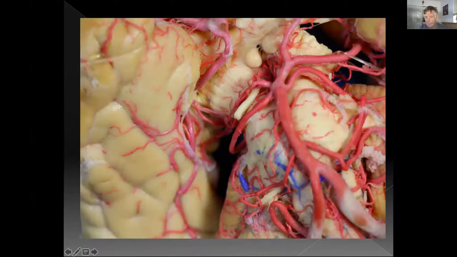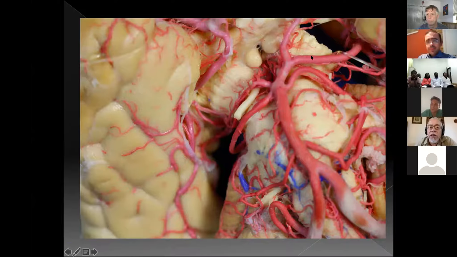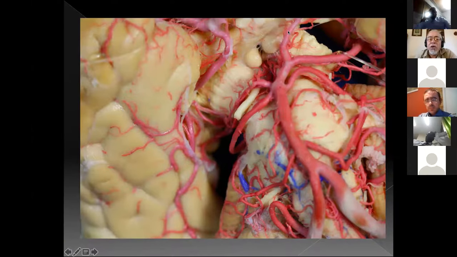So in this picture, we can see both vertebral arteries joining and forming the basilar artery. Then the tip of the basilar artery is giving rise to the posterior cerebral artery on the left side and on the right side. So here we can see a communication between the anterior circulation and posterior circulation through the posterior communicating artery. This is the left posterior communicating artery. But let's go to the opposite side. What can we see on the opposite side?